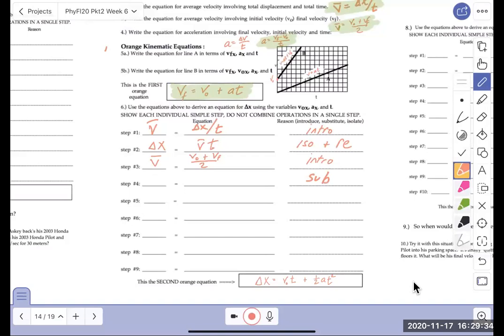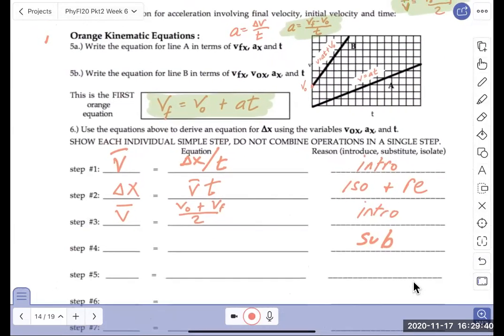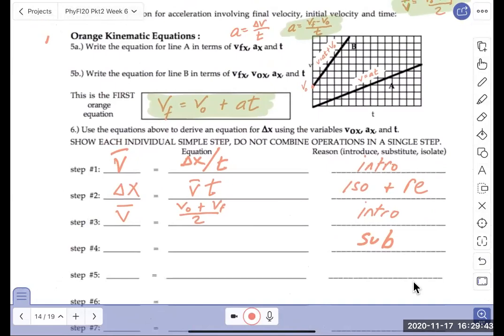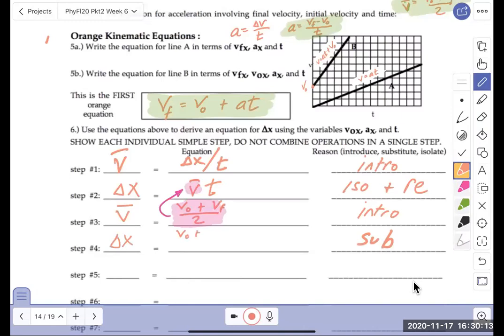Now, the common courtesy when you're subbing in, because remember, your audience is an intelligent eighth grader, you know, a little brother, little sister or something. And so the common courtesy is to highlight what you're subbing in. So I'm going to take this and I'm going to sub it in for this. So put a little arrow there just to show them. Because sometimes they go, what'd you just sub? Okay, so this is substitution. And so now we have delta x equals V naught plus V final over 2 times t.